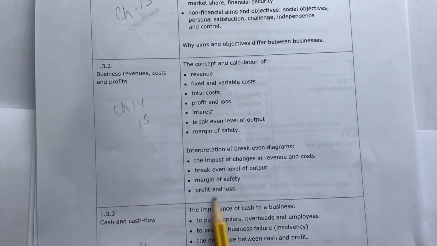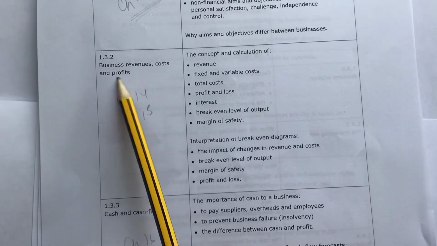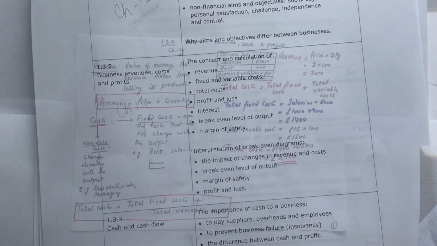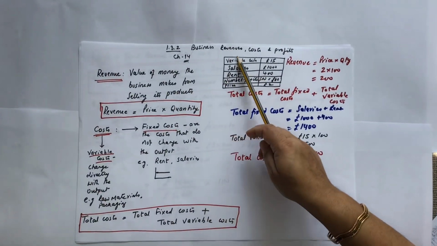Right, so this is your next topic, 1.3.2 revenues, costs, and profits, and it covers break even as well. So basically, this is chapter 14 and 15 of your book. Right, so this is your chapter 14: revenue, cost, and profit.